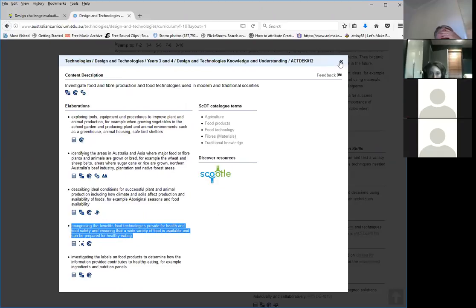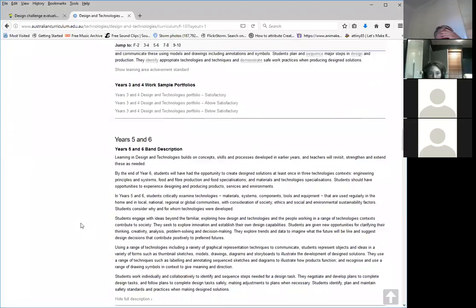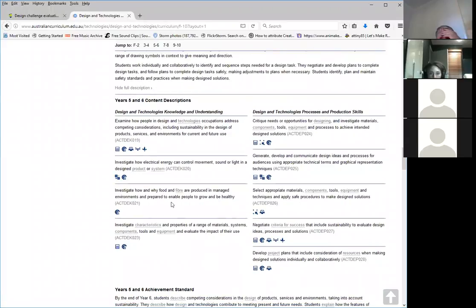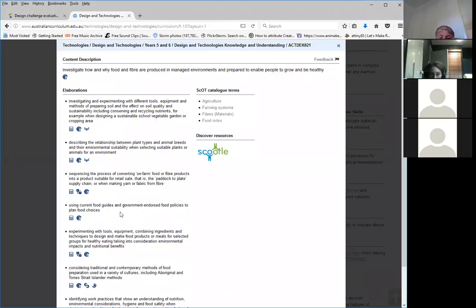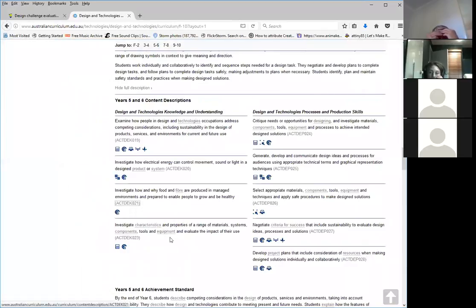Or we could go up to 5 and 6 for food and fibre production and look at, there it is, food guides, food policies, food choices, experimenting with ingredients for selected groups for healthy eating. So you can see as you go through those elaborations, that's where you're likely to find the links that you'll make to your curriculum. And then if you go backwards again, this will be your curriculum outcomes. So you'll pick up this particular one or that particular one and just cite that before you actually start that middle section of the assessment. Does that make sense?